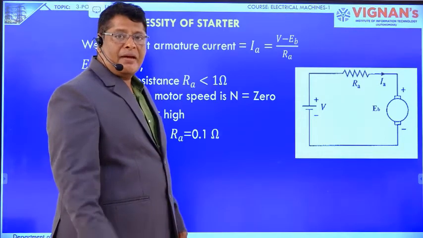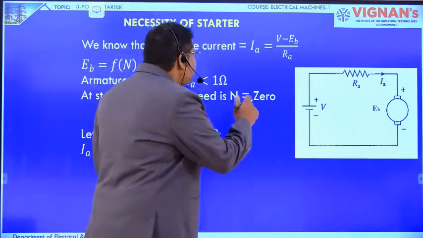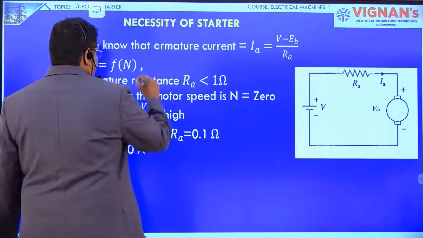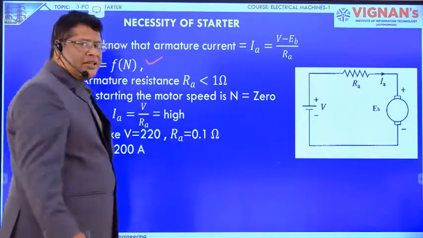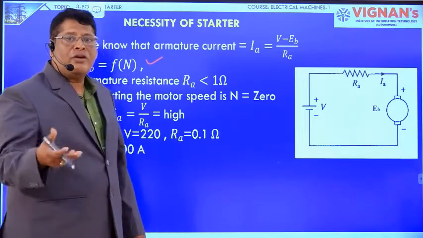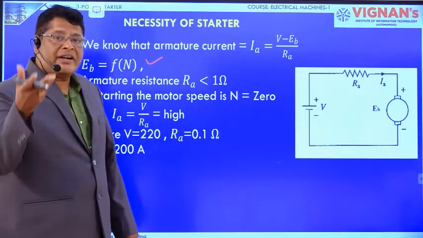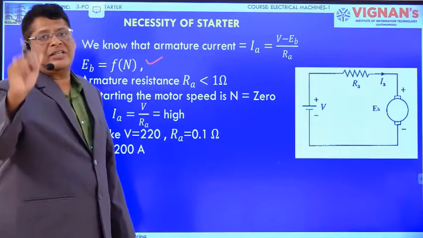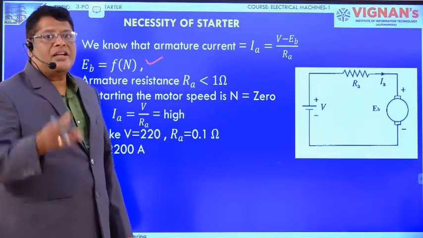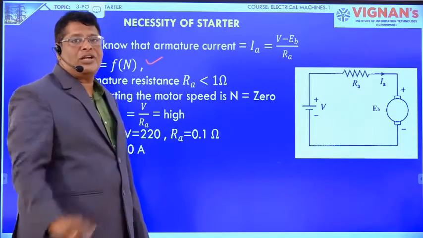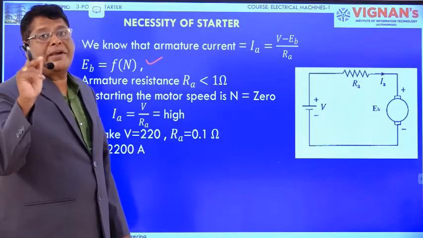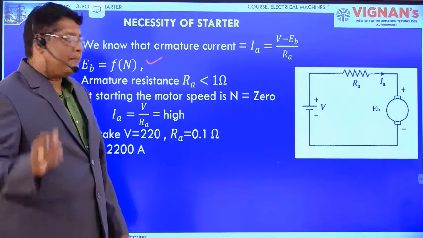Here EB is nothing but the back EMF in a motor, and the back EMF is a function of speed. If the speed is lesser, the back EMF will be lesser. If the speed is more, the back EMF will also be more, because the back EMF is nothing but the dynamically induced voltage in the armature. Dynamically means it depends on the speed. There are remaining parameters also, but speed is the main quantity.